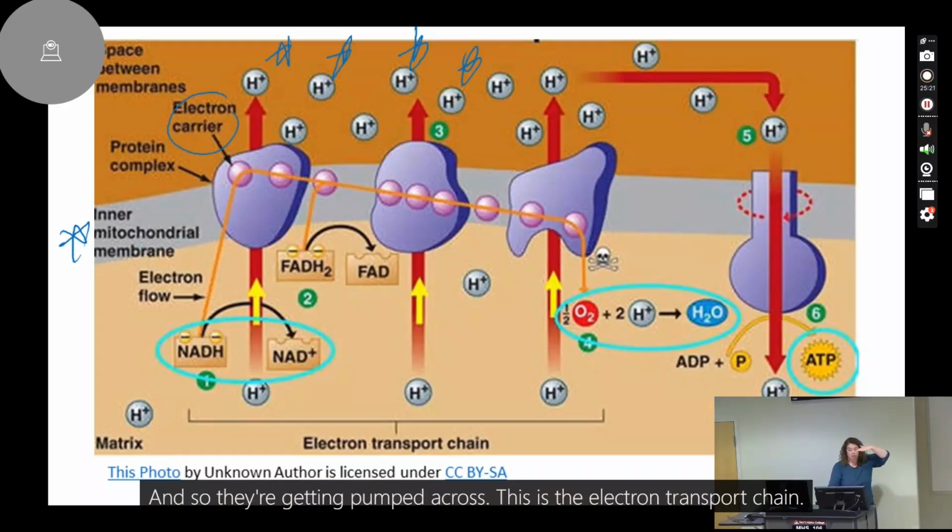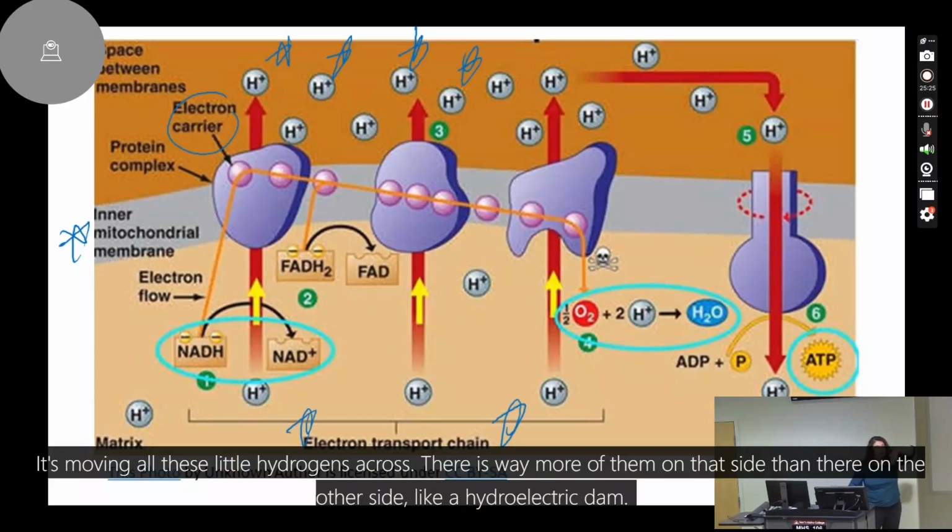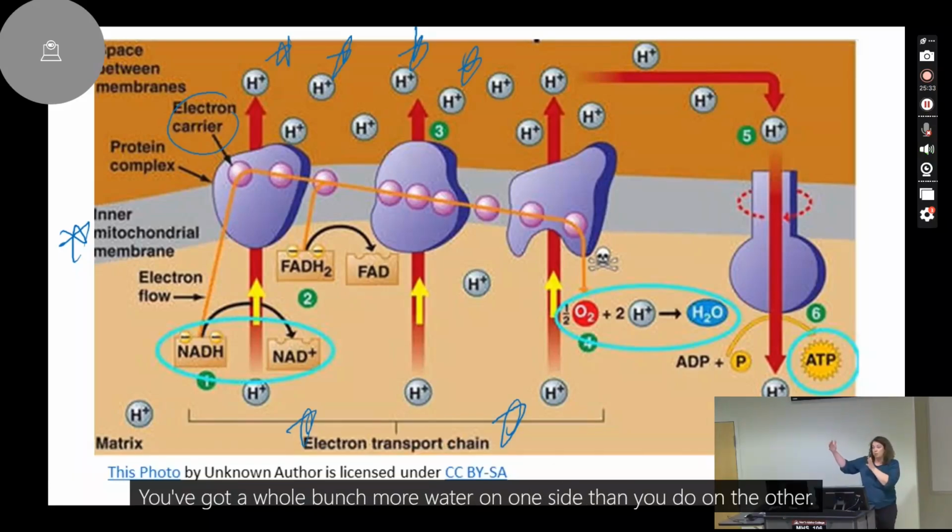Okay, so they're getting pumped across. This is the electron transport chain. It's moving all these little hydrogens across. There's way more of them on that side than there are on the other side, like a hydroelectric dam. You've got a whole bunch more water on one side than you do on the other.